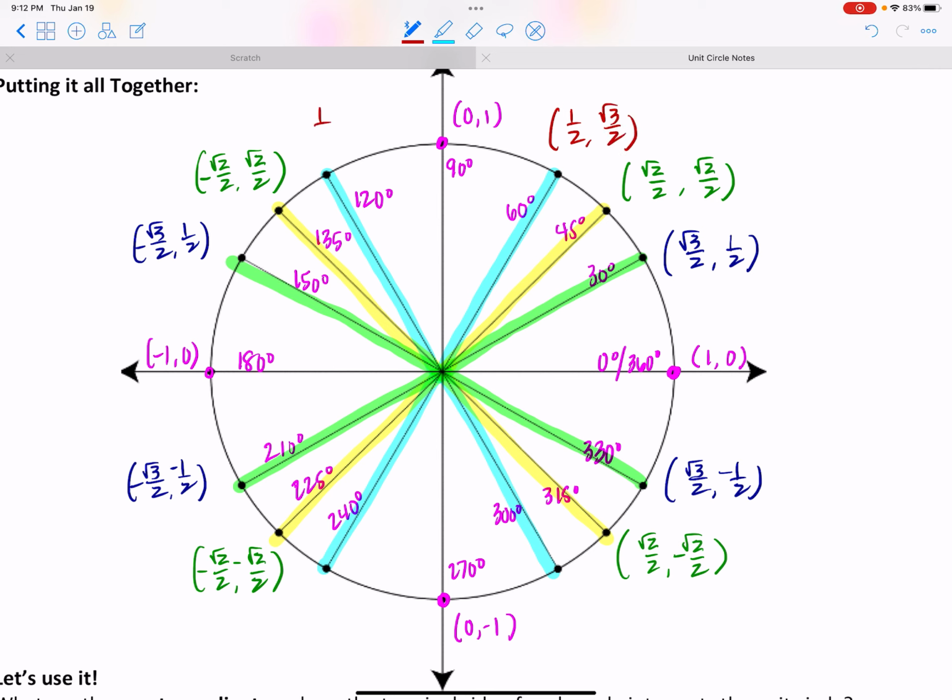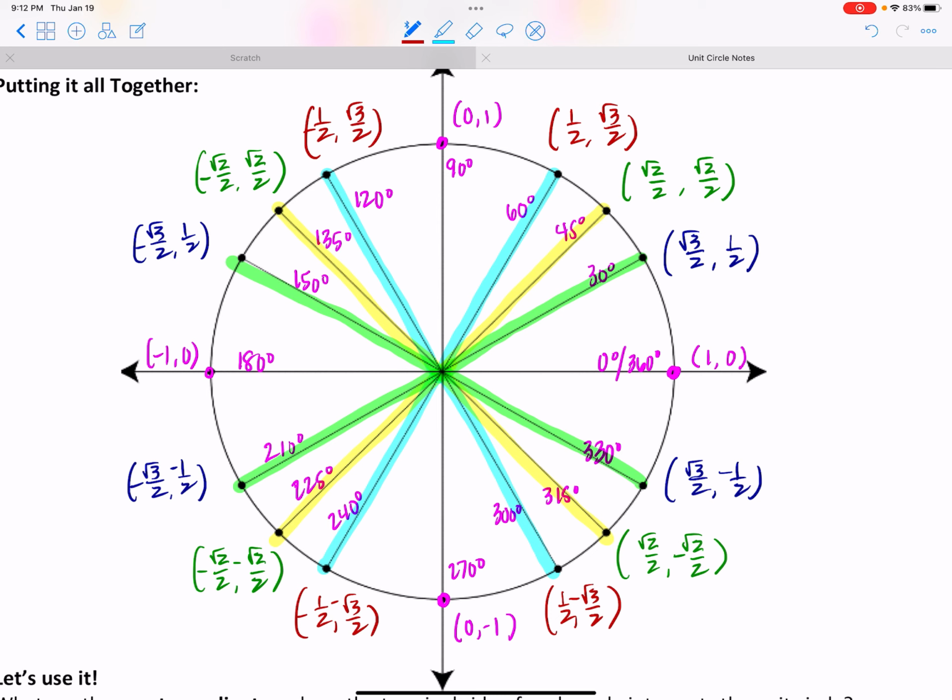And then again, 1/2, radical 3 over 2. And then again over here, 1/2, radical 3 over 2. And then again here, 1/2 and radical 3 over 2. And then it's positive, positive, negative, positive, negative, negative, and then positive, negative. And now we have our unit circle.